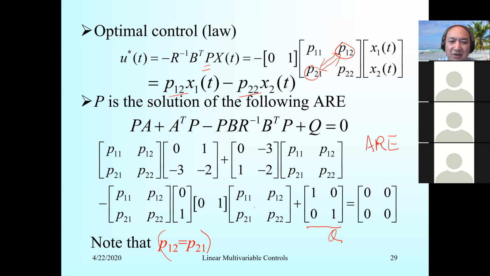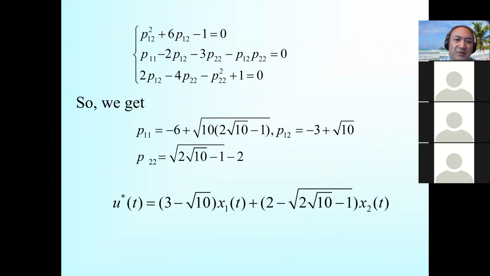From here, you can solve all the Pij. So you only need to have 3 parameters to solve. So basically, you got 3 equations. You only have 3 equations. So then you get the P11, P12, and P22. That's it.